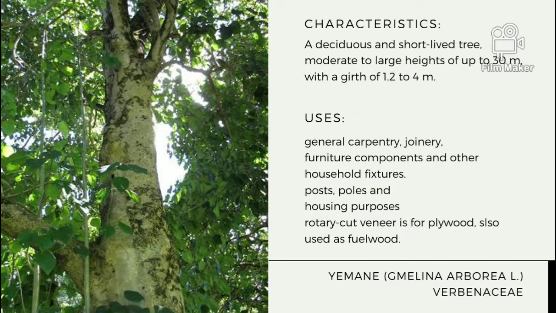Yemane or Gmelina is a deciduous and short-lived tree. It is usually used for carpentry, joinery, furniture components, and other household fixtures. It's used for plywood and also used as fuel wood.